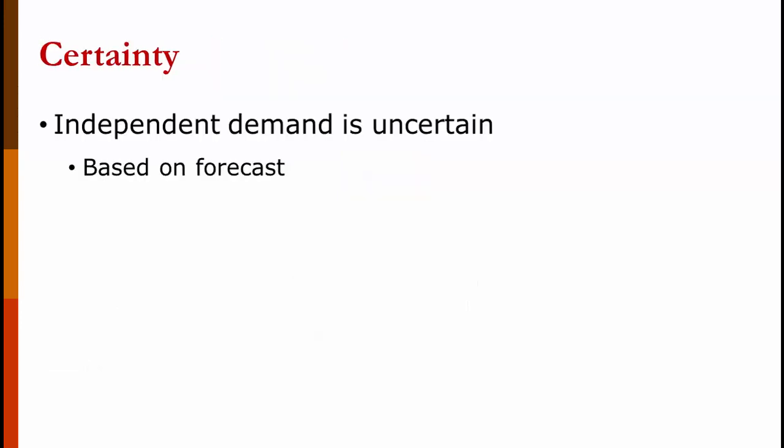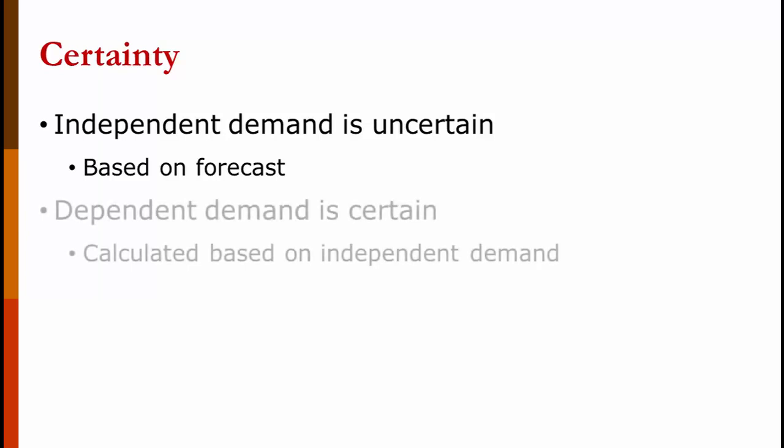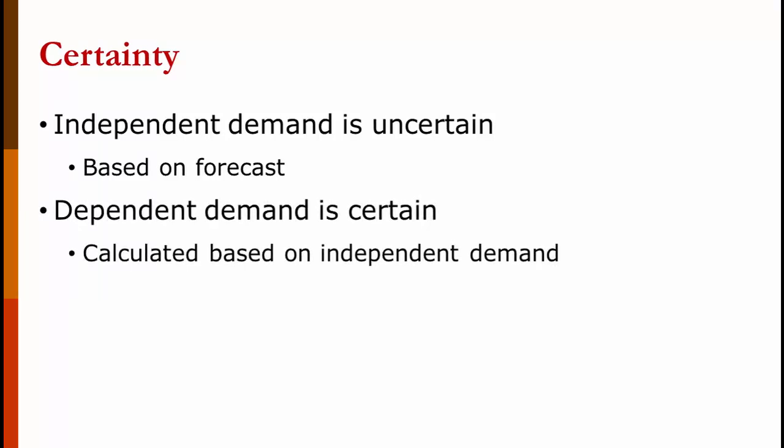Independent demand is uncertain and based on a forecast. Dependent demand is certain and is calculated based on the independent demand. Well, what does that mean? Why is independent demand uncertain while dependent demand is certain? Well, Ford may not be sure how many cars they're going to sell, but they know if they're going to make 5,000 cars, they need 5,000 engines and 5,000 transmissions. Once you have a forecast of your independent demand, that has some error in it. We know that from the forecasting tutorials, but I can use that to calculate exactly how many engines and tires we need for Ford Motor Company.